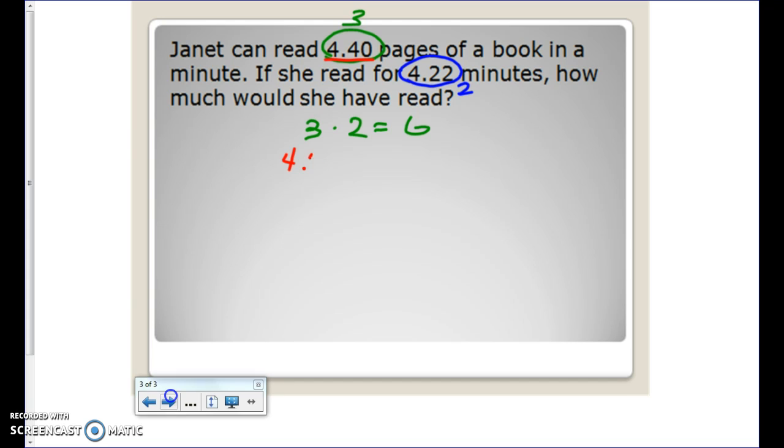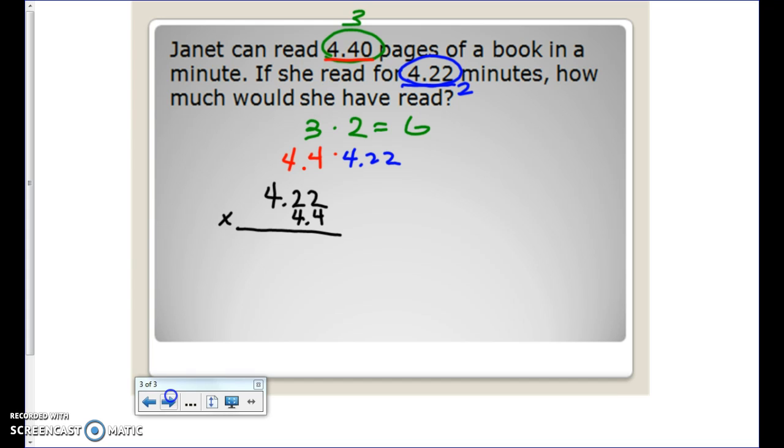She read 4.4 pages of a book in a minute. So really, I'll have 4.4 pages times... unfortunately, she did not read for 2 minutes. She read for 4.22 minutes. So I need to find the product, or the result, of 4.4 times 4.22. Now again, I know 4.22 is not bigger than 4.4, but it does have more digits. So I'm going to put that on the top and multiply that by 4.4.